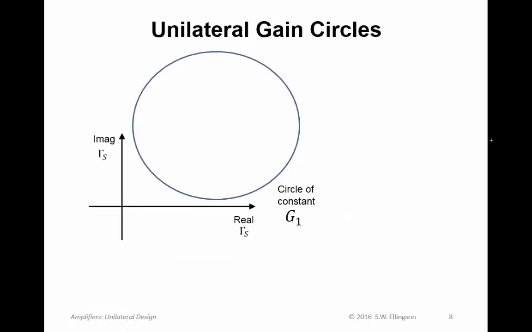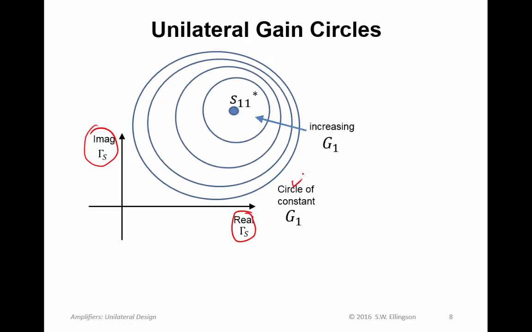So how do these work? Well, once again, I'm showing you the Smith chart domain. Here's the real part of gamma sub s, the imaginary part of gamma sub s. Here's a circle of constant input mismatch factor. As we consider increasing that mismatch factor, in other words, making the gain higher and higher, we find that we get circles which are smaller and smaller and eventually converge to a point, and we know what the location of that point is. That's just the conjugate of S11.